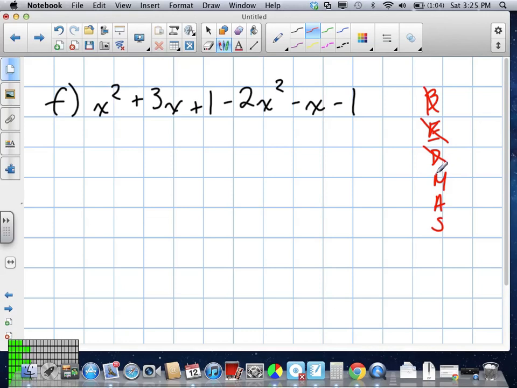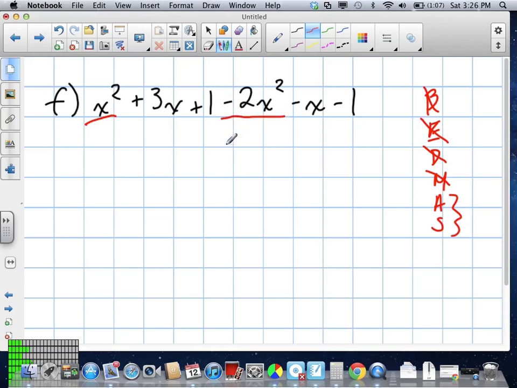Any multiplication? No. So adding and subtracting, and we're going to have to collect our like terms again. So tell me, what are like terms here? Would the x squared and the 2x squared be like terms? Yep. And now, is it just 2x squared, or is it negative 2x squared? Yes, that's important. Always make sure of the signs.